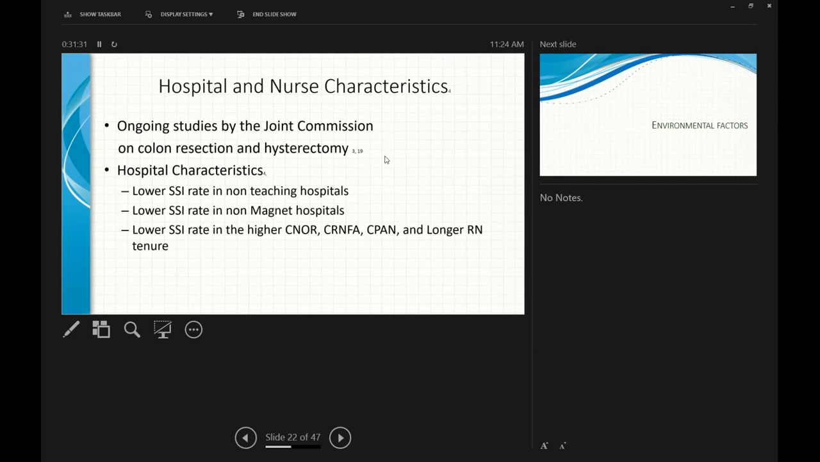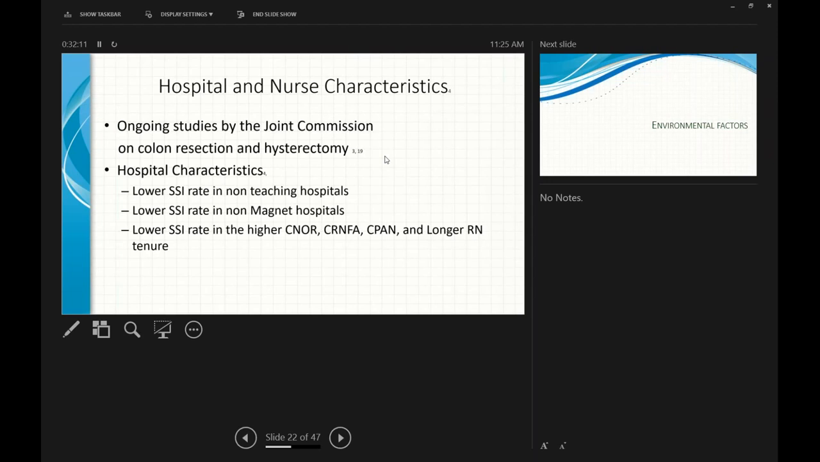There have also been some studies done by a friend of mine, James Dubinsky, who's with CCI, and his partner, Dr. Boyle, and there are still studies ongoing with the Joint Commission. They're studying colon resections and hysterectomies and seeing the infection rate difference on those, because they're contaminated or clean-contaminated cases, and their infection rate is higher. So they're studying those.